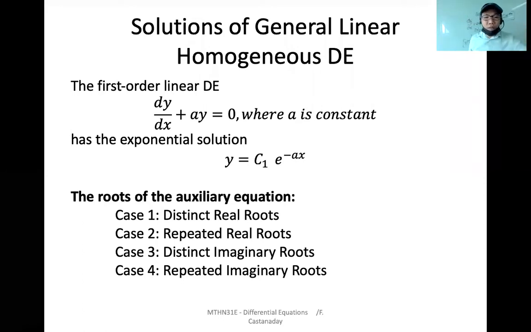So probably we can finish hanggang case 2 lang muna tayo ngayon. And then case 3 and 4 will be discussed next meeting. Since itong topic na to, parang pinagsama ko na kasi yung dalawang chapters eh. Kasi nga, some of the other properties, hindi ko na masyadong binigyan pa ng example. Kasi the most important here is the solution of higher order DE. And then we have non-homogeneous pa.